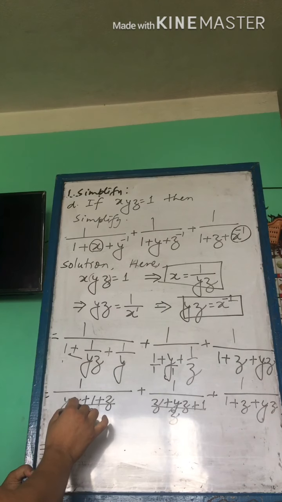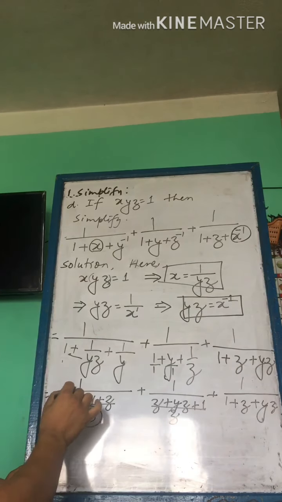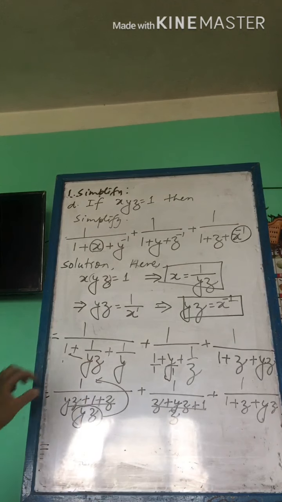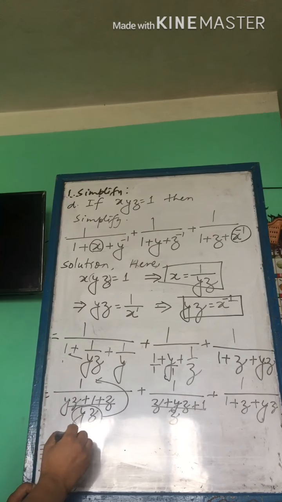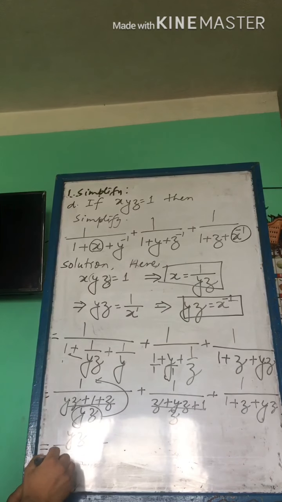Okay, I have told you in previous questions also, if there is a denominator, there is a fraction, and the denominator, the lower part, will be multiplied with the numerator, the upper part of this whole fraction. Now this will be multiplied with 1, that will be equal to yz. 1 into yz will be yz. Let us arrange it and write it.